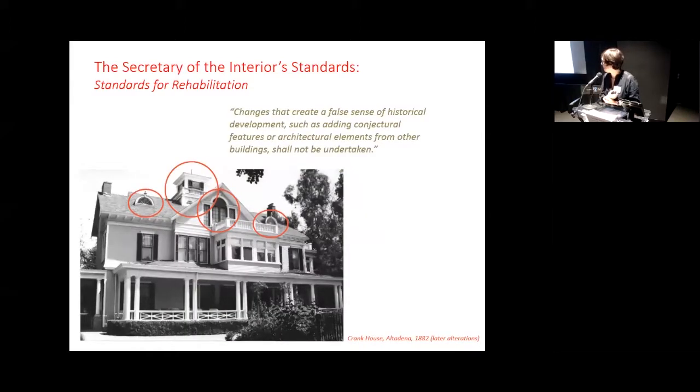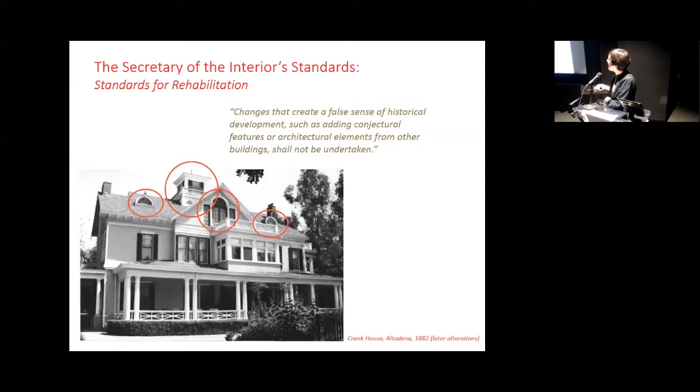So here's an example to illustrate standard number 3. This is a crank house in Altadena. This is one of the first National Register nominations that I worked on, almost 20 years ago. We nominated this house, and it was one of the most significant remaining 19th century houses in Altadena, a big-scale house with a lot of property around it, a very significant part of Altadena's development history. But architecturally speaking, it had a few enhancements that had happened along the way.